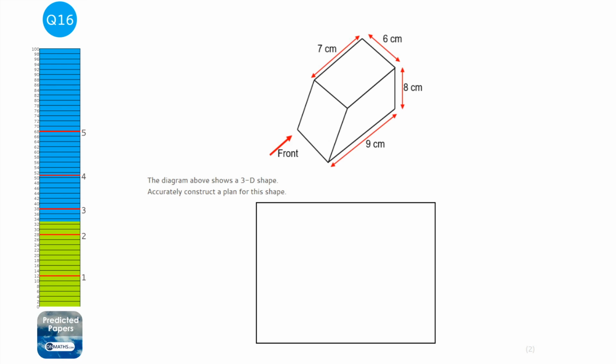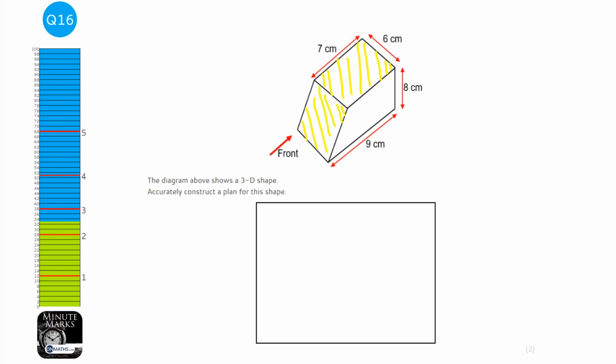What does plan mean? Plan means view from the top. So what of this shape are we going to see from the top? Well, we're definitely going to see this one. But we'll also see this one as well. Now, we've got to work out what the sizes of them are going to be. Well, the top one's easy. It's just 7 centimeters by 6 centimeters.